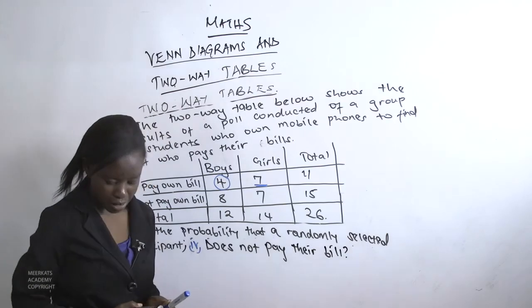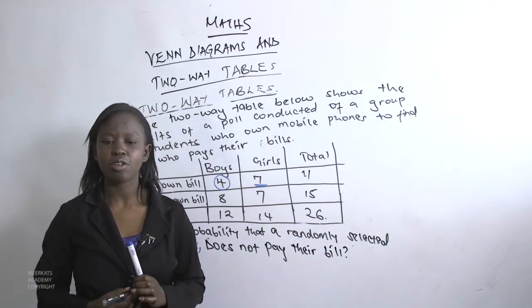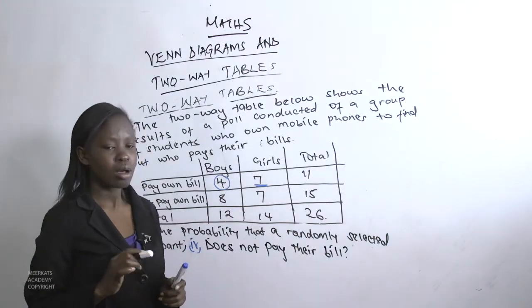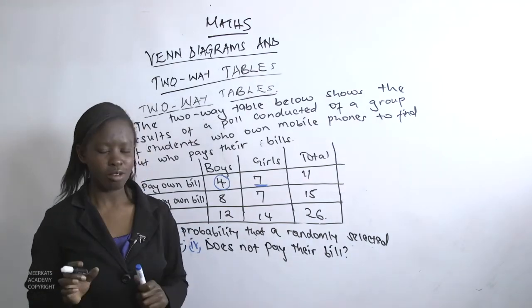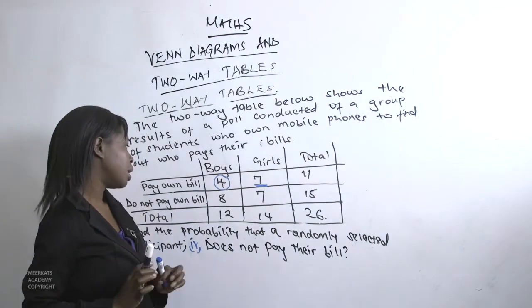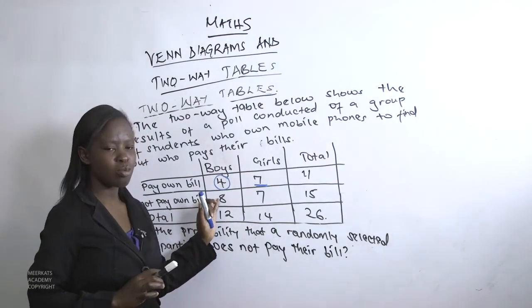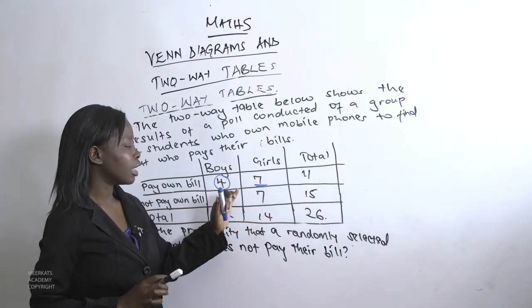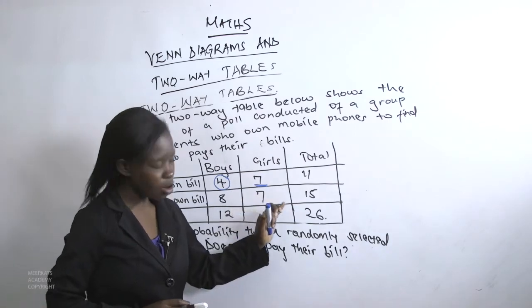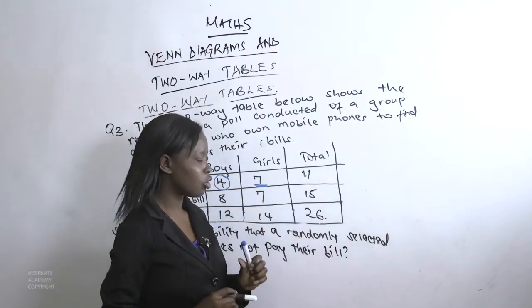So what is the probability that the student picked does not pay their bill? It doesn't matter if the student is a boy or a girl, but whatever we are looking for, who are these students who do not pay their bill? Then we find out that 8 boys do not pay bills, 7 girls do not pay bills. So we have a total of 15 students who do not pay their bills.